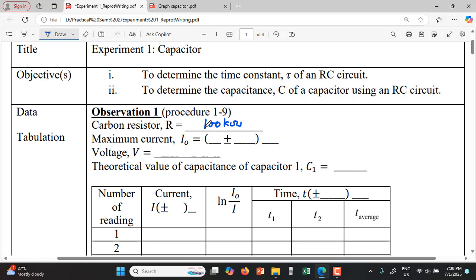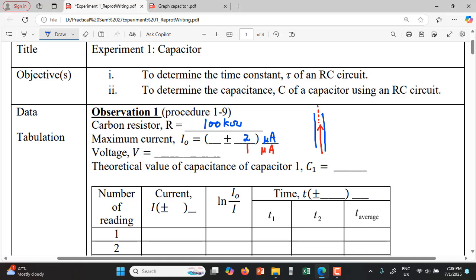The uncertainty for the maximum current will be 2 microampere, the smallest scale for the microammeter we use, but you might also consider up to half of the smallest scale, whereby you consider the pointer to the half of the smallest scale. So you might also write your uncertainty as half of the smallest division, 1 microampere. So both are accepted.